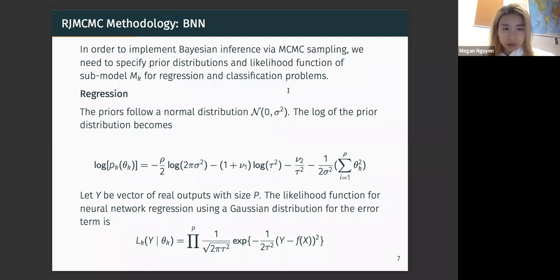In terms of regression problems, the priors follow a normal distribution. And this is the probability distribution function of the prior of the normal distribution. Let's say that our output is a vector y with size p. Then in this case, the likelihood function for this neural network is going to be in the form of a Gaussian distribution for the error term, and it will be written like this. And that is exactly what we use for the likelihood for our Bayesian formula.